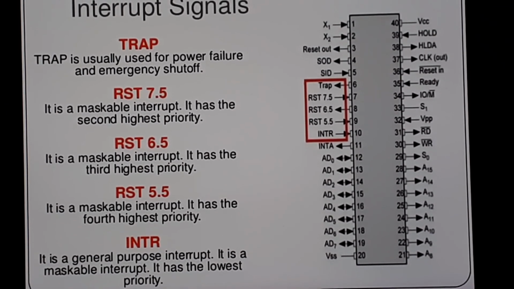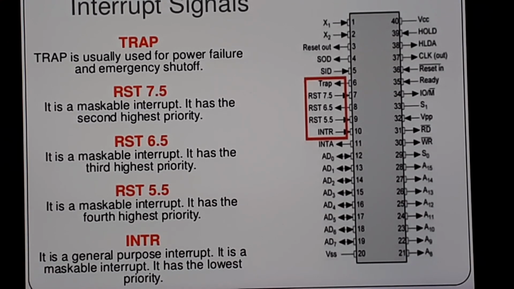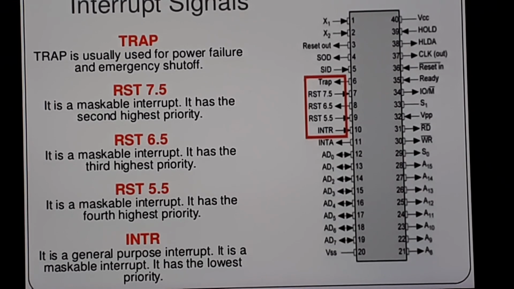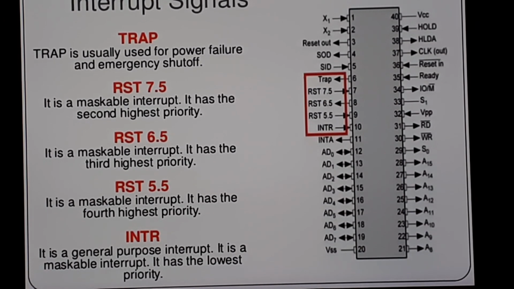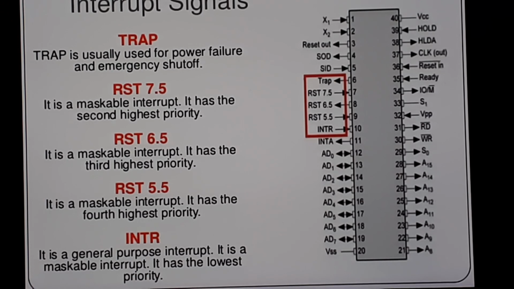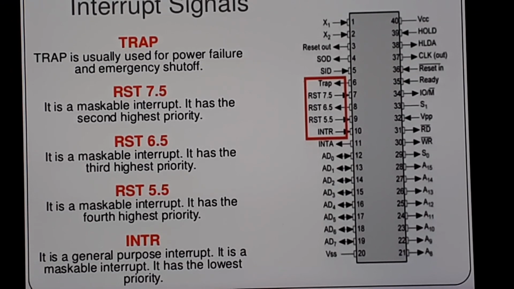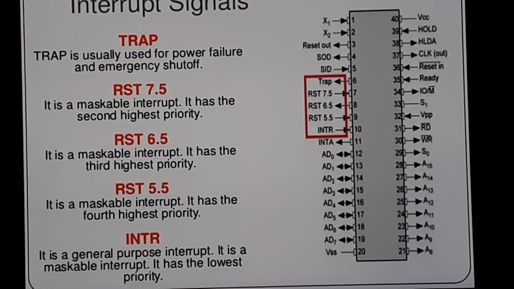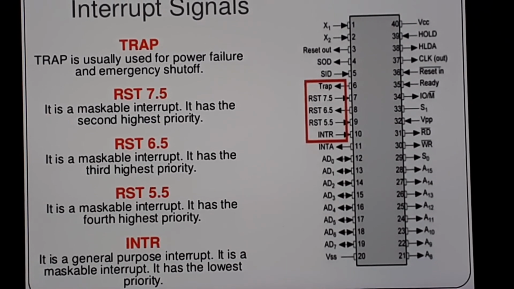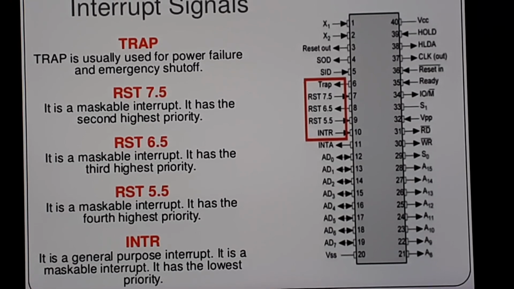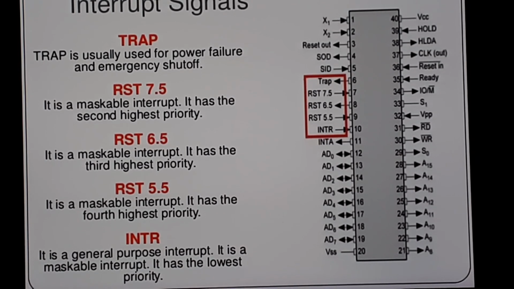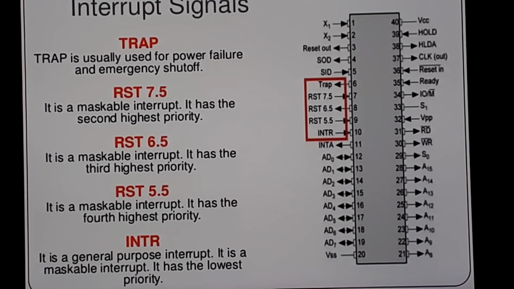So the next interrupt is RST 7.5. It is a maskable interrupt. Maskable and non-maskable, that explanation is also written in brief. Maskable means you cannot make that particular pin disable. Okay, it is always enabled. So RST 7.5. RST, mostly you can start from RST 7.5, as RST stands for restart pin. So this signal is used to interrupt the microprocessor and it is a maskable interrupt.